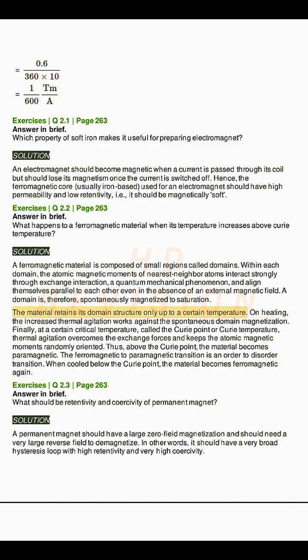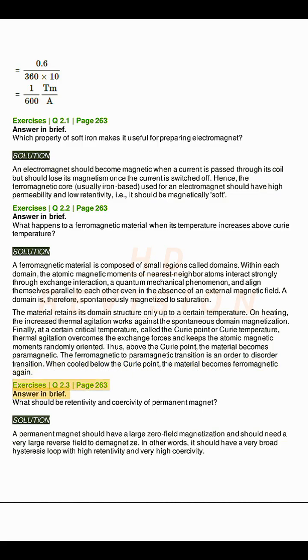The material retains its domain structure only up to a certain temperature. On heating, the increased thermal agitation works against the spontaneous domain magnetization. Finally, at a certain critical temperature, called the Curie point or Curie temperature, thermal agitation overcomes the exchange forces and keeps the atomic magnetic moments randomly oriented. Thus, above the Curie point, the material becomes paramagnetic. The ferromagnetic to paramagnetic transition is an order-to-disorder transition. When cooled below the Curie point, the material becomes ferromagnetic again.